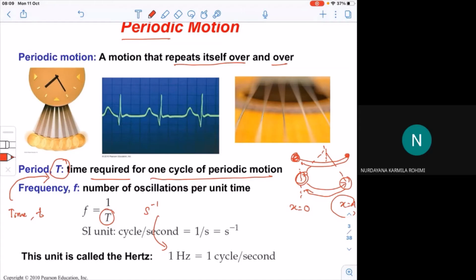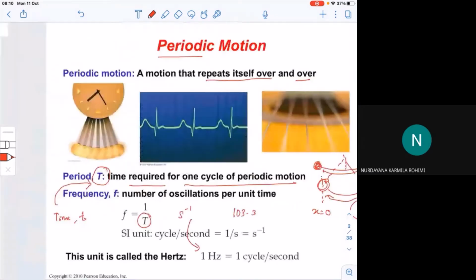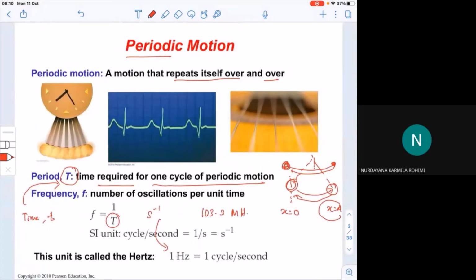For example, the frequency of the radios, maybe 103.3 megahertz. So that is considered to be the frequency of the radio, right? When you look at the unit hertz, it's equivalent to 1 cycle per 1 second.